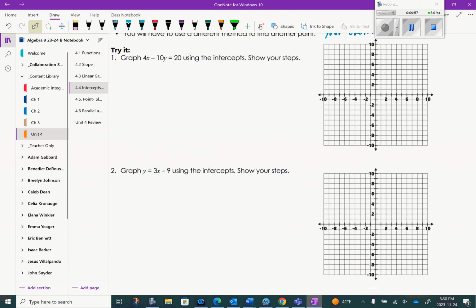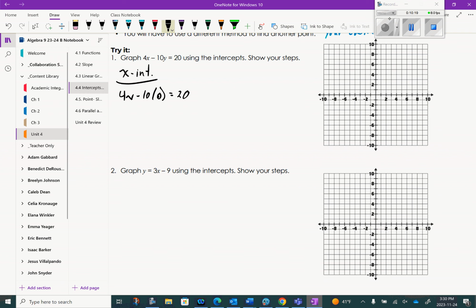Let's try the next one here. 4x minus 10y equals 20. Graph this using the intercepts and show your steps. Okay, so for the x-intercept, again, we set y equal to 0. So 4x minus 10 times 0 equals 20.